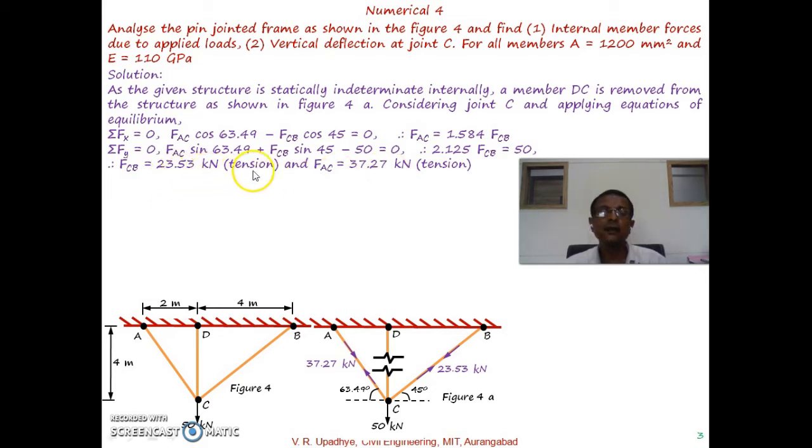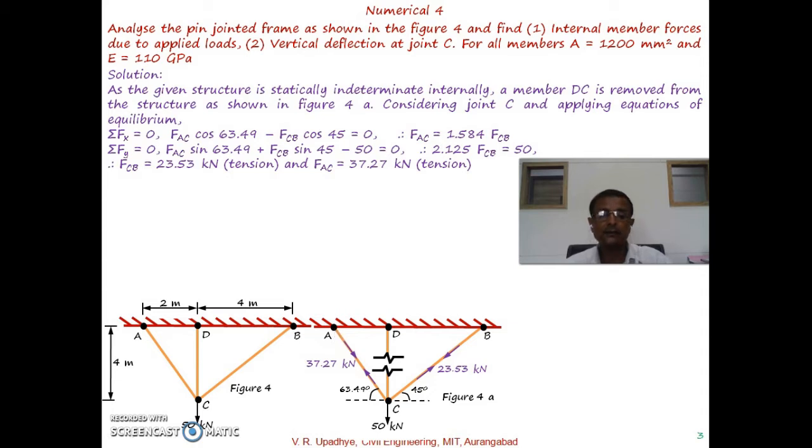So it gives FCB as 23.53 kilonewton tension over here, 23.53 kilonewton tension, and FAC, if we substitute this FCB as 23.53 multiplied by 1.584, this gives us FAC as 37.27 kilonewton tension. So over here FCA is 37.27 kilonewton.